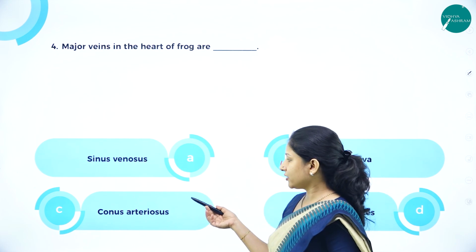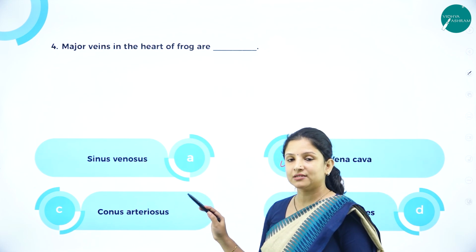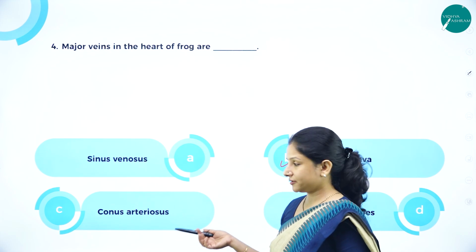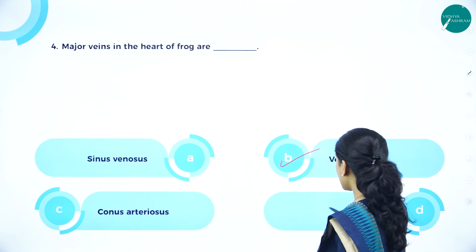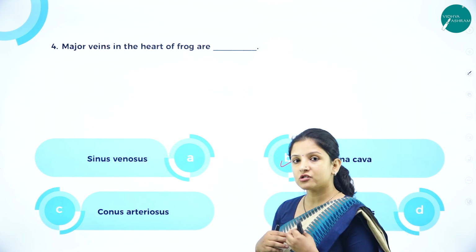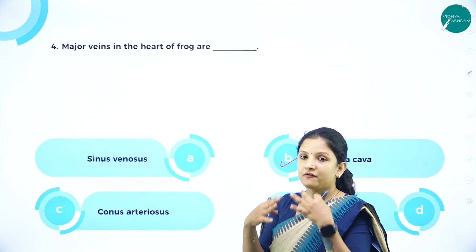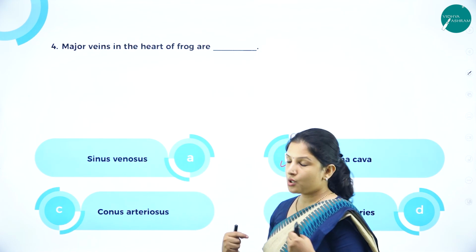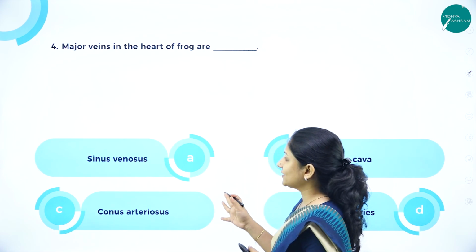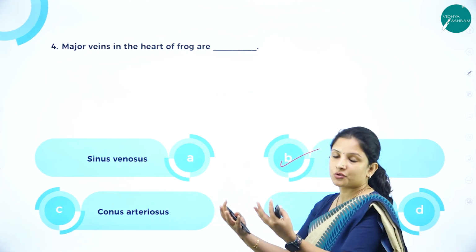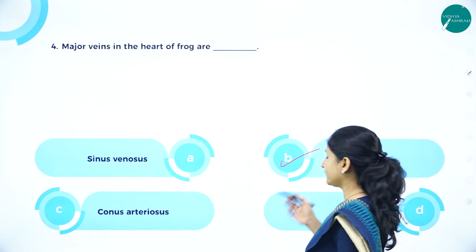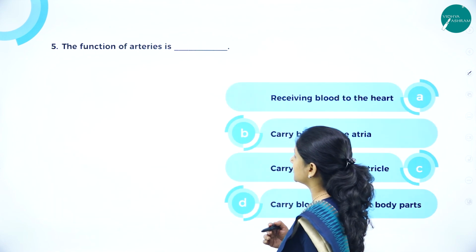Conus arteriosus is a structure that is present on the ventral side of the heart, so this is not the right one. The main function of arteries is to carry blood from the heart to different parts of the body. The major vein that receives blood is the vena cava. So option B is the right answer here.